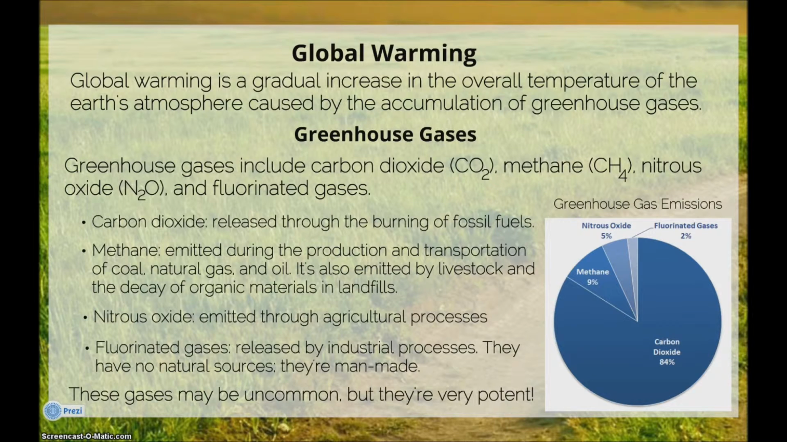Methane contributes to about 9% of all emissions. Nitrous oxide contributes to about 5% of emissions and is emitted through agricultural processes. Lastly, fluorinated gases are released by industrial processes. They contribute to about 2% of emissions. They have no natural sources, so they're all man-made. Although these gases may be uncommon, they're very potent.